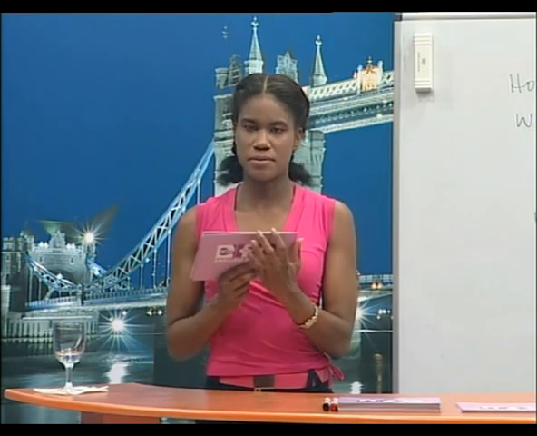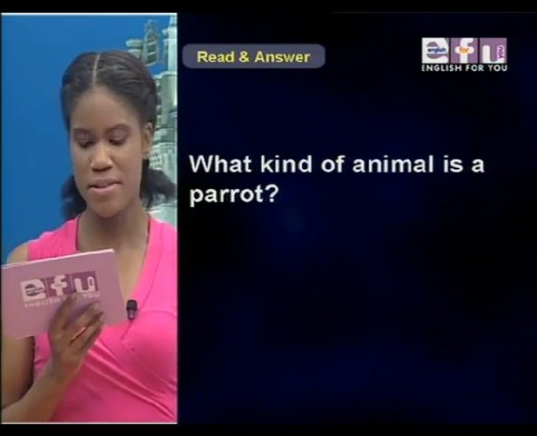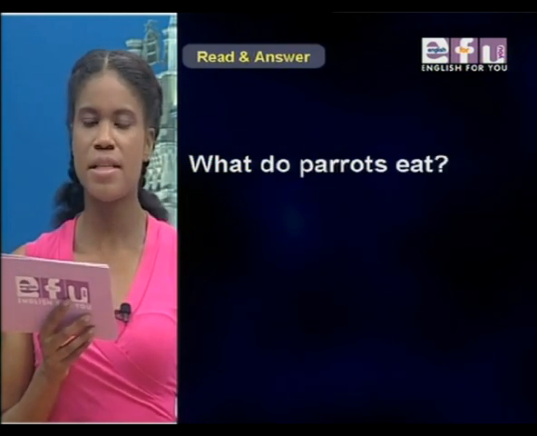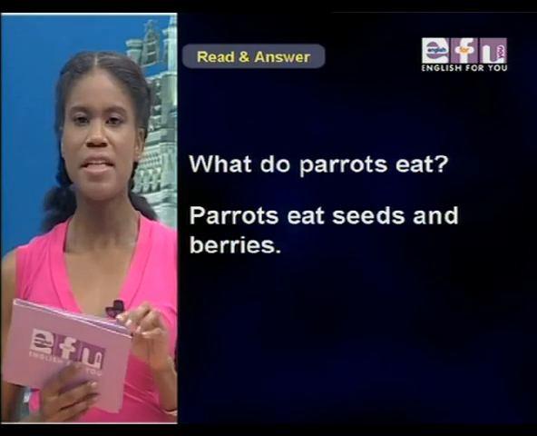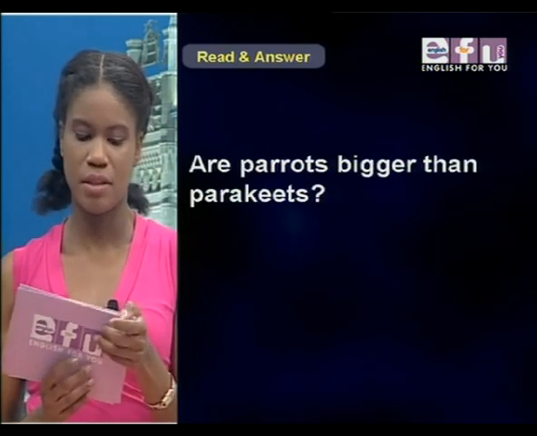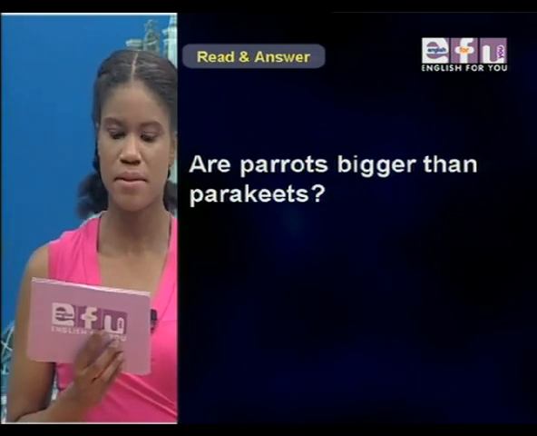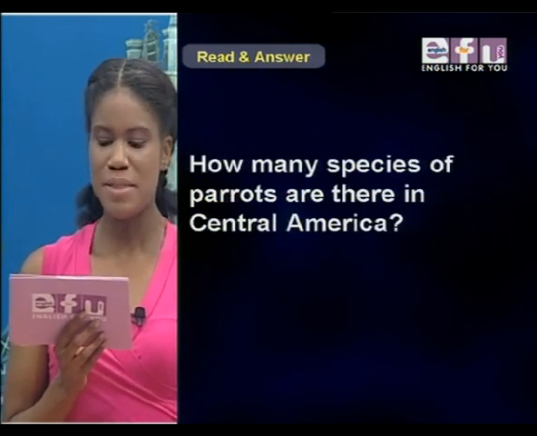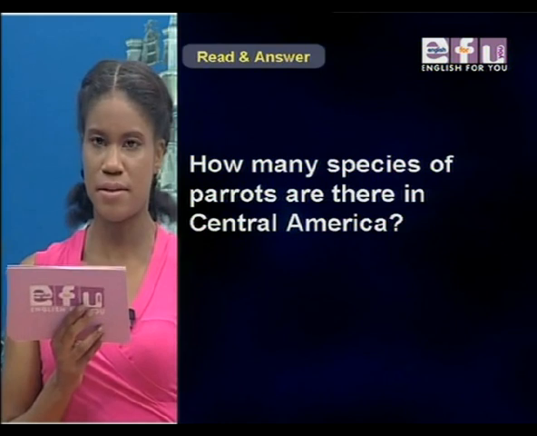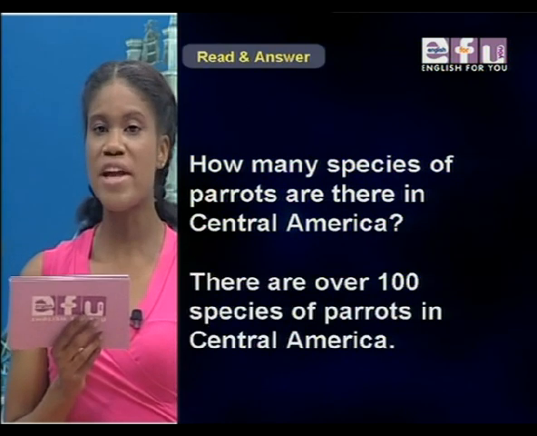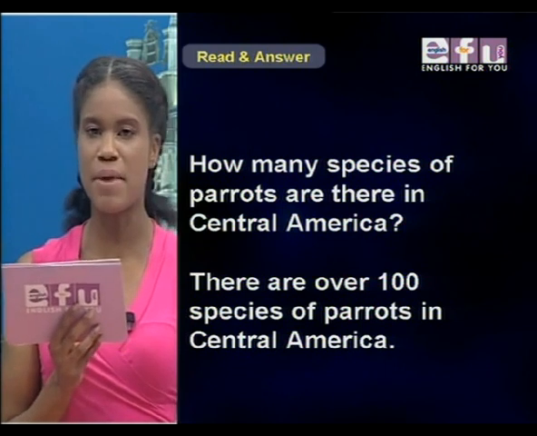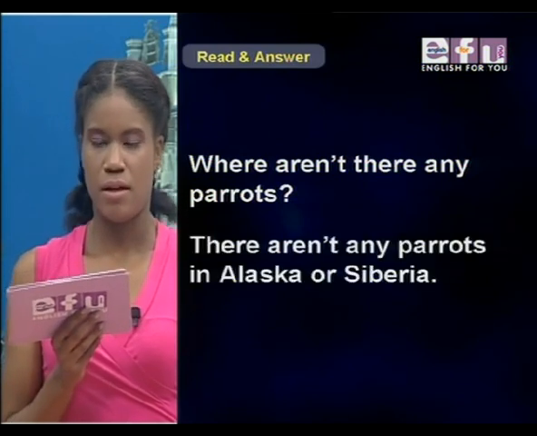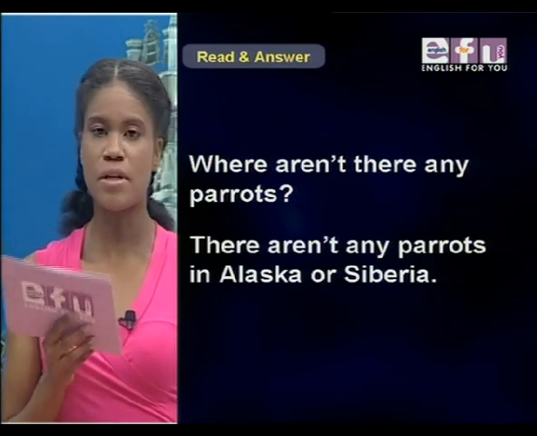Now check your answers. What kind of animal is a parrot? A parrot is a bird. What do parrots eat? Parrots eat seeds and berries. Are parrots bigger than parakeets? Yes, they are bigger than parakeets. How many species of parrots are there in Central America? There are over 100 species of parrots in Central America. Where aren't there any parrots? There aren't any parrots in Alaska or Siberia.